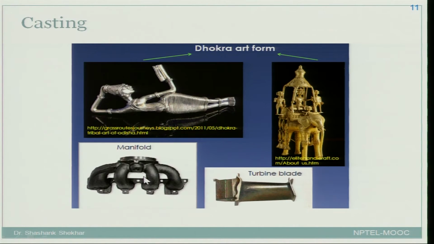You can make manifolds, turbine blades. Turbine blades is a solid casting, but a special kind of casting where you get single crystals, or where you use only single crystals to get the casting structure.